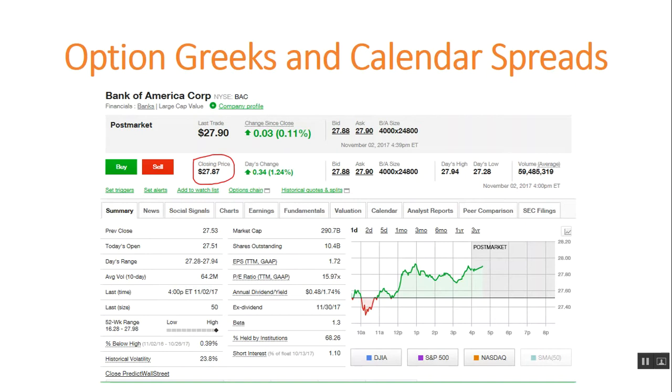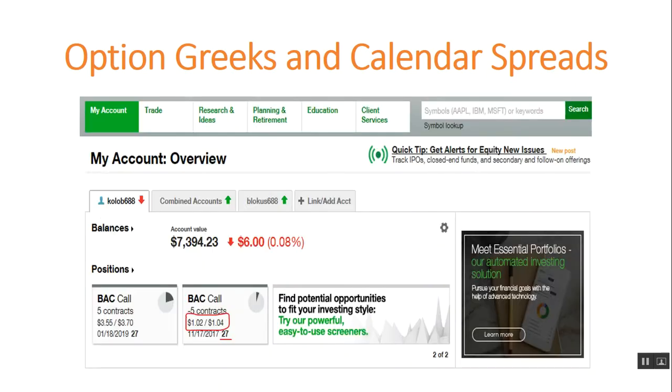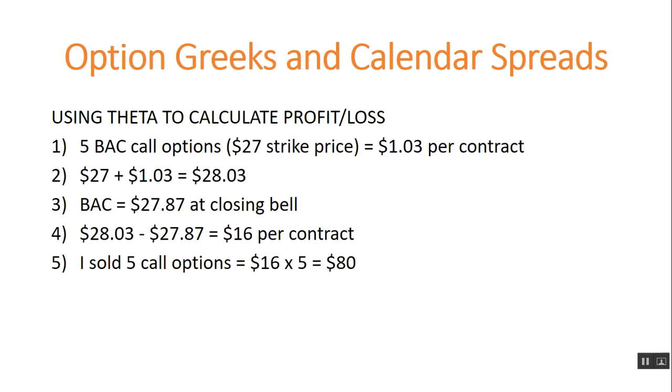Then I take the price of my 5 call contracts that I sold to open, and you can see the bid. I circled it there, down there. The bid is $1.02. The ask is $1.04. So I say $1.03. And then I go through this. I take the 5 call options at the $27 strike price at $1.03 per contract.